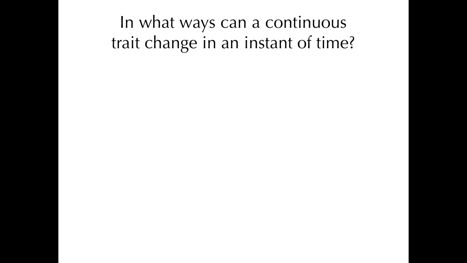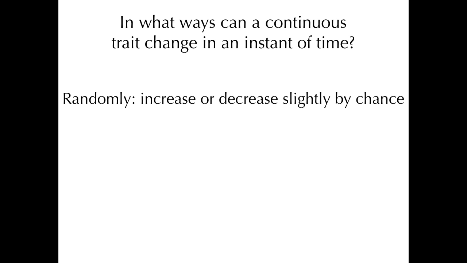So think about OU, and basically it's a very basic model at heart, right? We've been talking about how a trait can change at an instant. It can change randomly, so increase or decrease by somewhat, or directionally, you pull towards some value. And that's it, that's the basis of the OU.